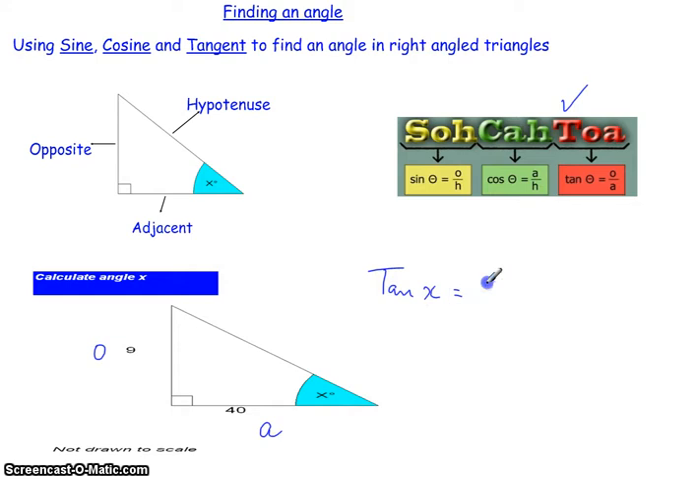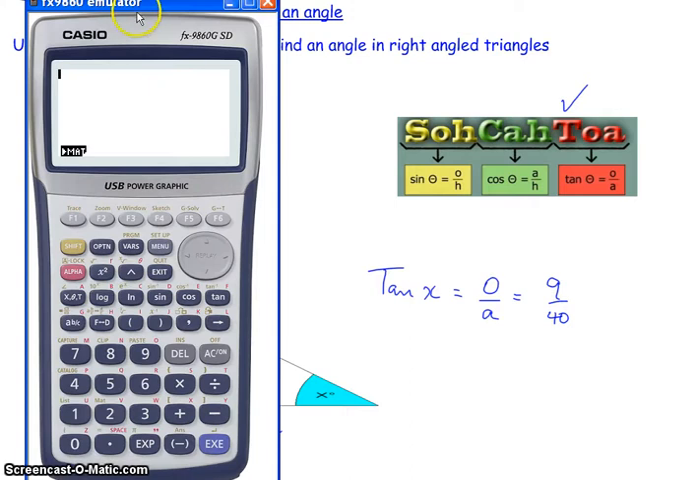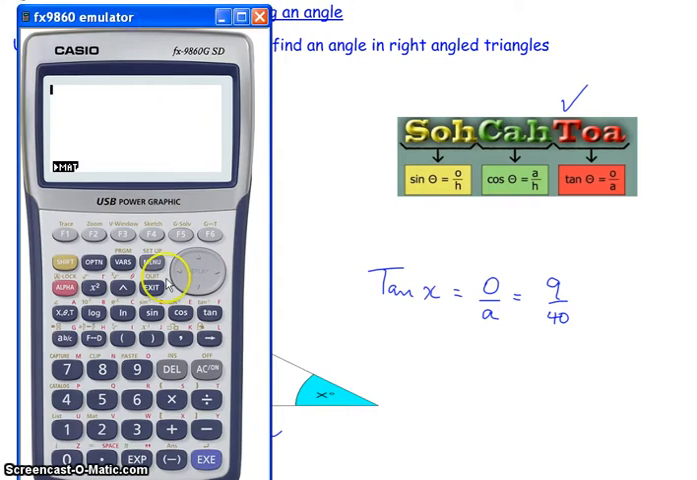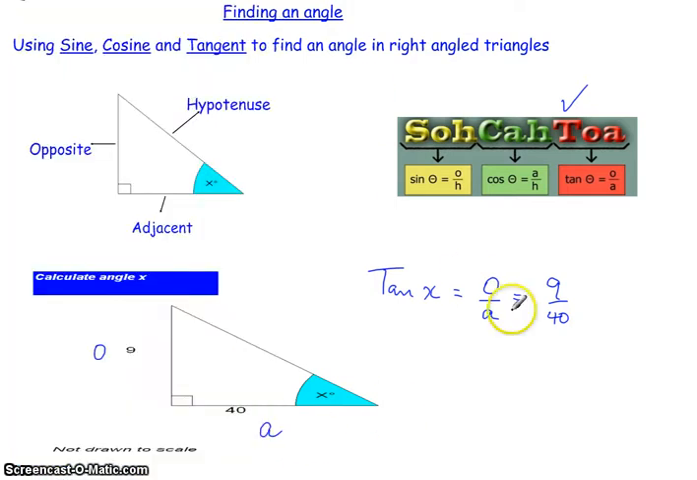equals the opposite side, O, divided by the adjacent. Here the opposite side is 9 divided by the adjacent side, which is 40. So we use our calculator now to work out the size of this angle. So it's 9 divided by 40. And we get 0.225.